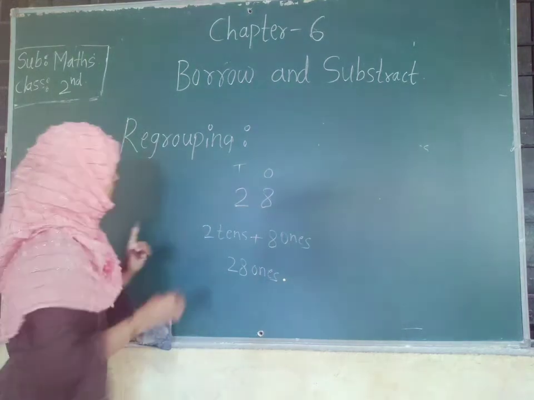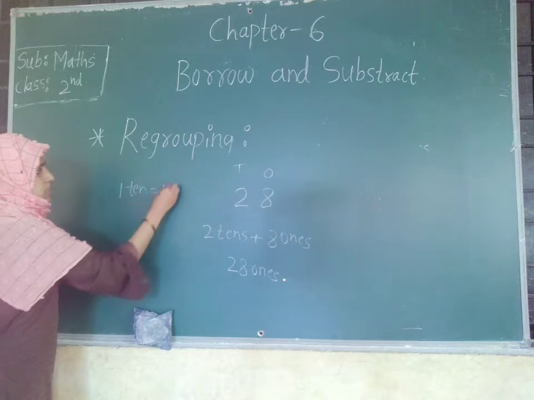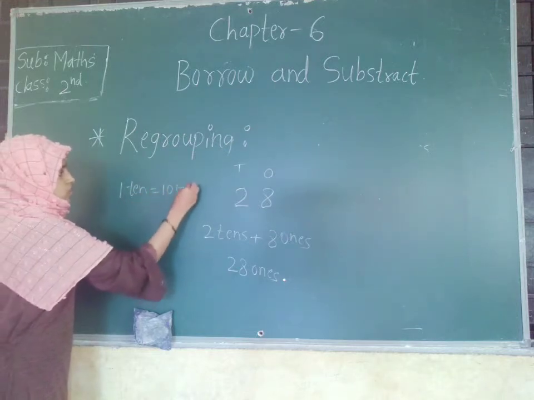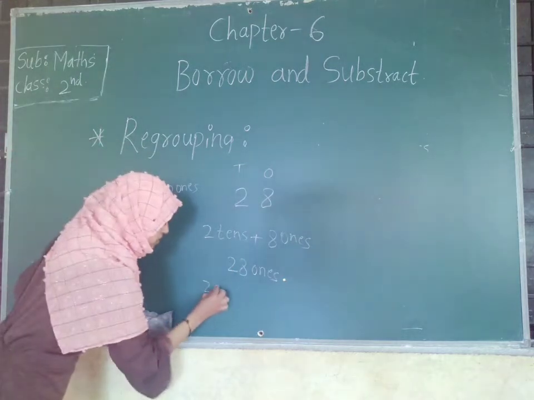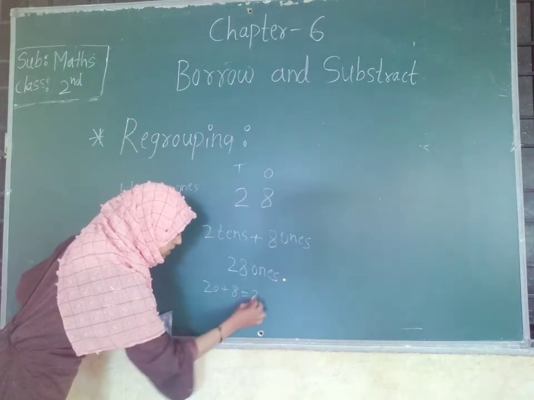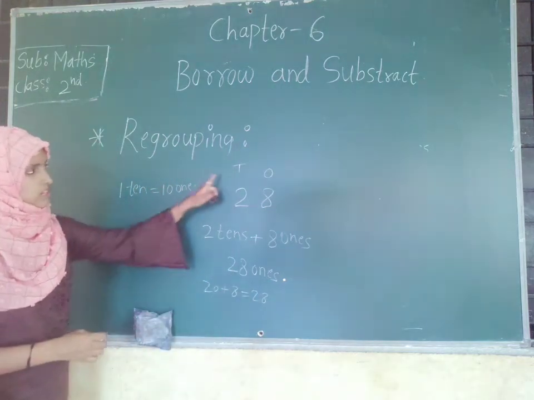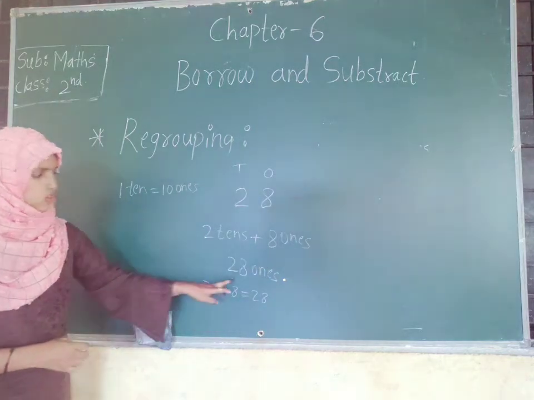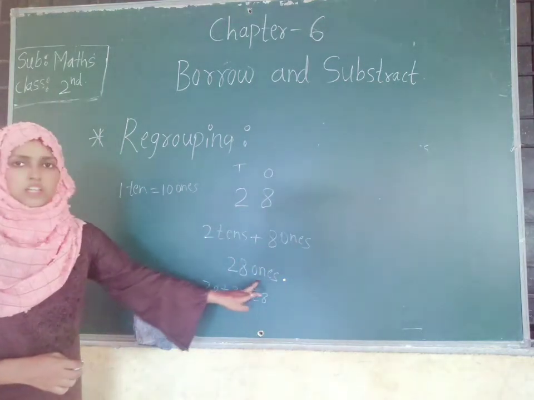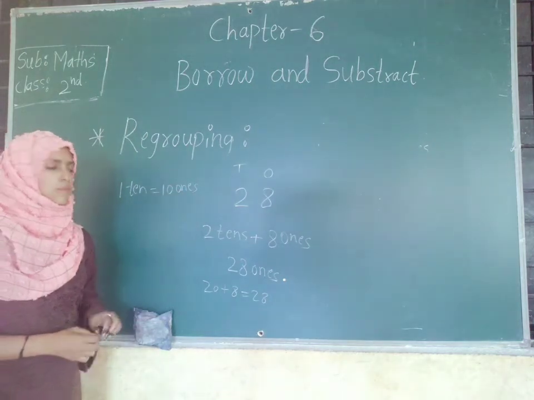So children, keep in mind 1 ten is equals to how much? 10 ones. Okay. So 2 tens it means 20. So 20 plus 8 become how much? 28. So 28 ones. Understood? So we can regroup this 28 as 2 tens plus 8 ones. Otherwise we can regroup this 28 as 28 ones. Understood how to regroup the 2-digit numbers?